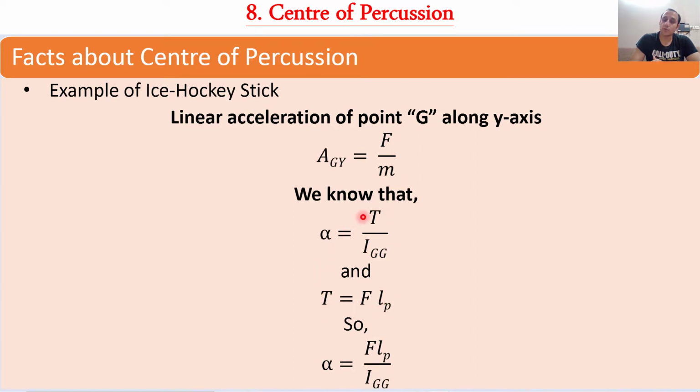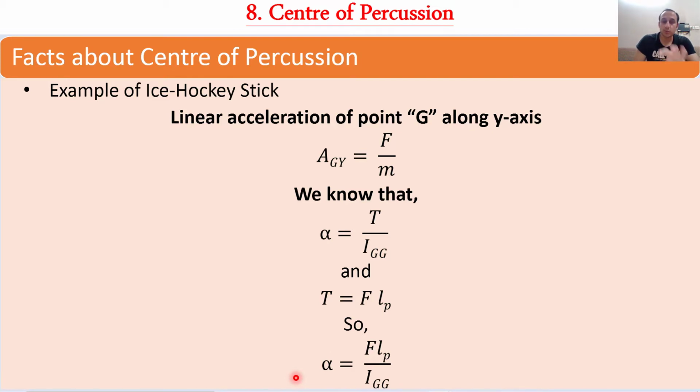It means we can equate those T's, right? And we can calculate the value of alpha. If we replace those T's, what can we get? We can get the expression of alpha without T. And now alpha, which is the angular acceleration, is equal to the applied force multiplied by the distance between the point of application of the force and the CG, divided by the mass moment of inertia of the hockey stick about the axis passing through CG. Okay, so this is the angular acceleration.